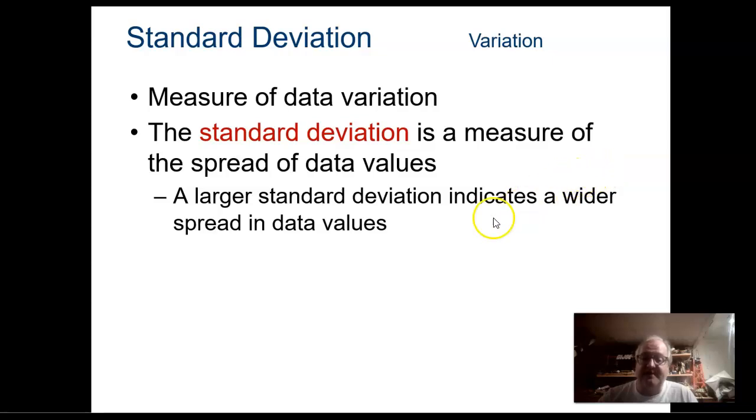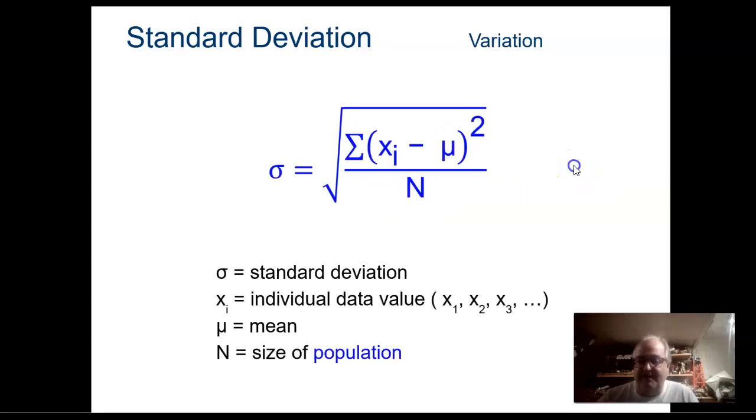So a larger standard deviation is going to indicate a wider spread of data values. A couple of things that you need to know about standard deviation: the larger the standard deviation means we have a wider spread of data values.